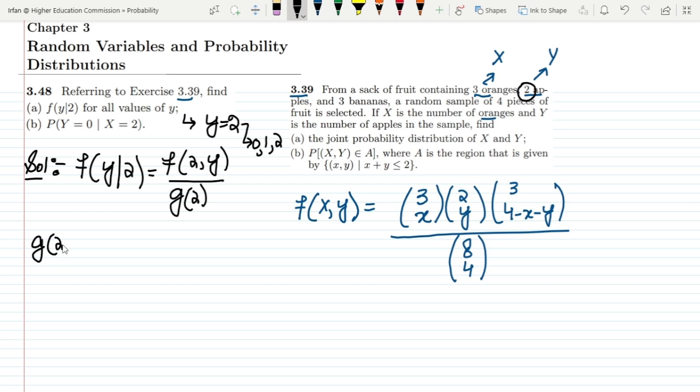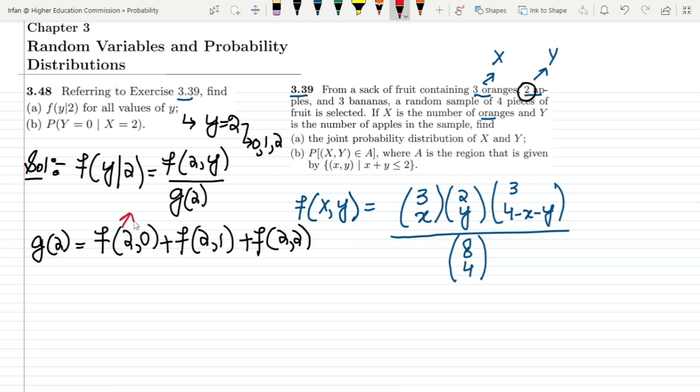Let me find out different values here, and the first value, which is g of 2, how can we find it out here? It can be found out by f of 2 0, or f of 2 1, or f of 2 2. We can very easily find it out by putting these values over here. This is the value of x, this is the value of y, similarly this is x, this is y, and so on.